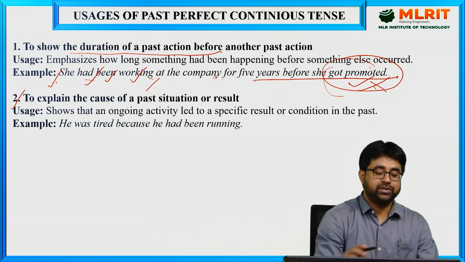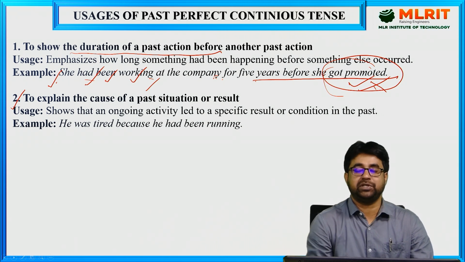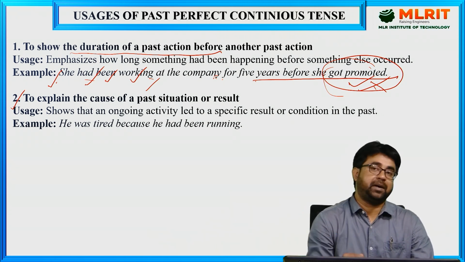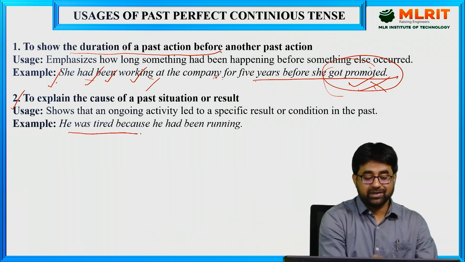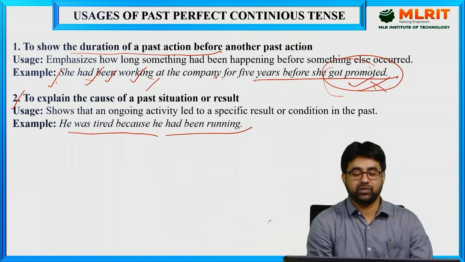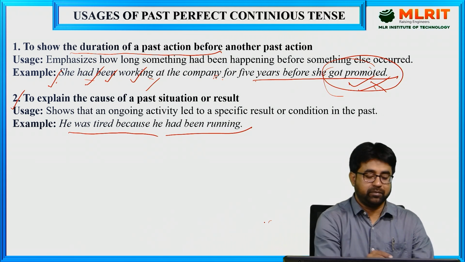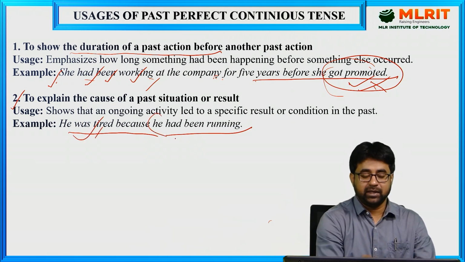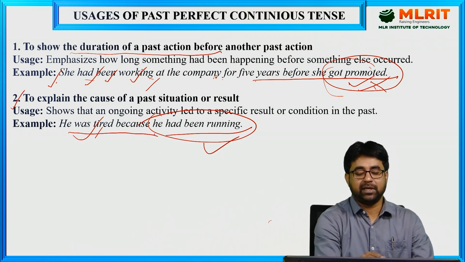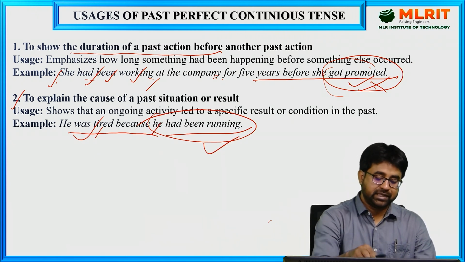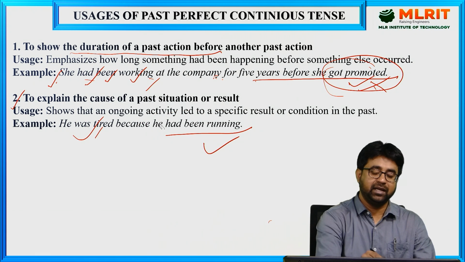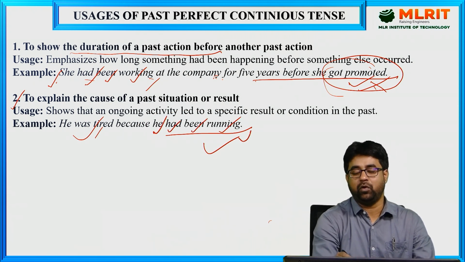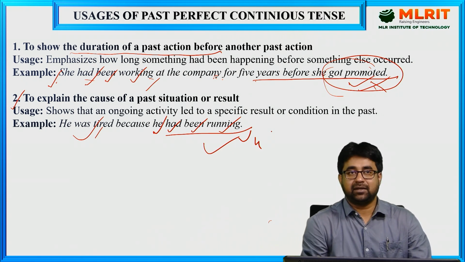Now, next usage, to explain the cause of a past situation or result. See here: he was tired because he had been running. So if I'm talking about the cause of something, what was the cause of his tiredness? Because he had been running. So to describe the cause, what tense am I using? Again, observe the structure here: subject, he, plus had plus been plus V4. Fine? Is it clear? Okay.